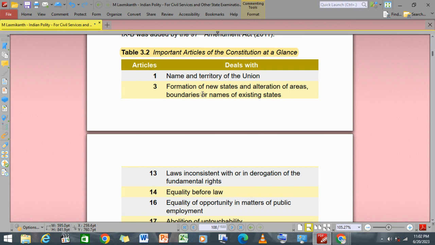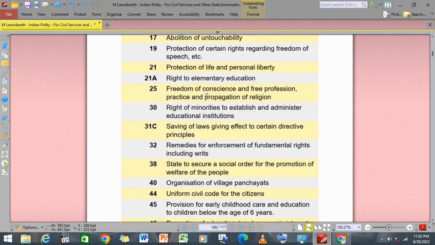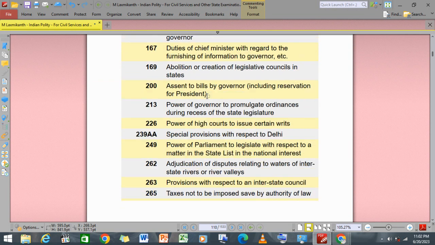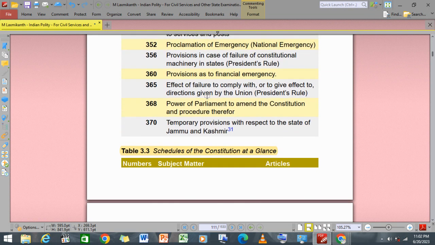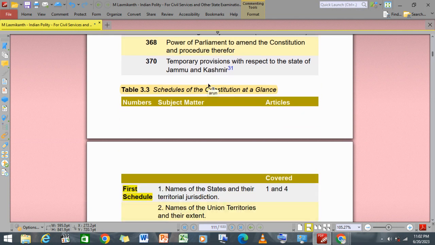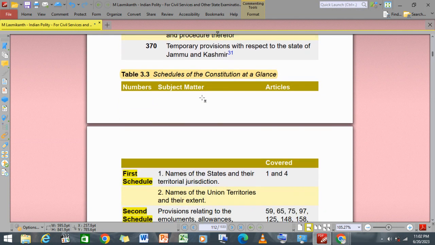Then there are some further very important articles that have been given, so I'm not going to read them out completely because it will take lots of time. All right, and it is quite long. We will read about it when we discuss the chapters. Then the schedules. It's quite important.